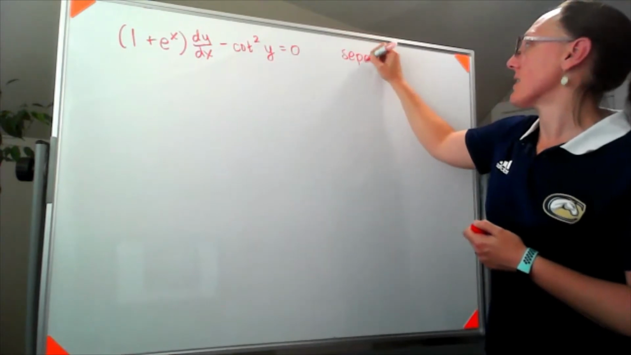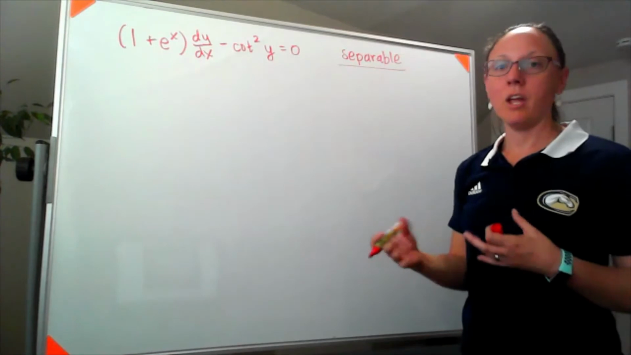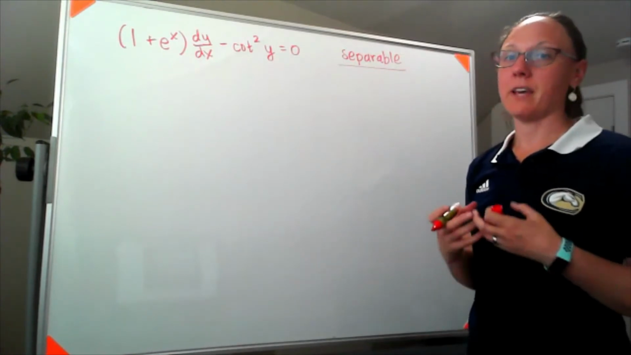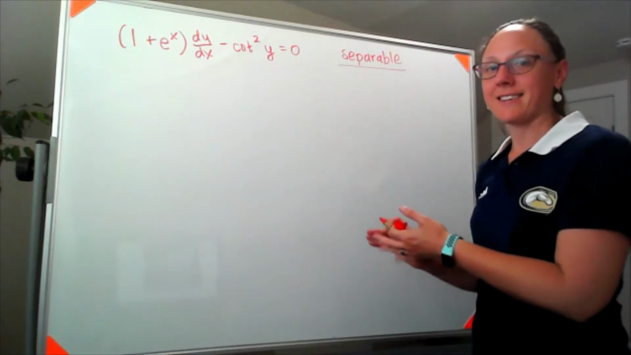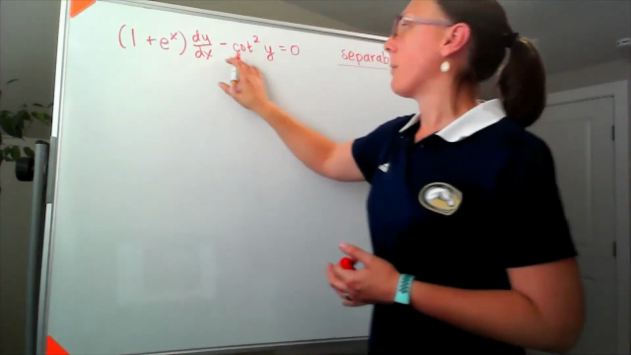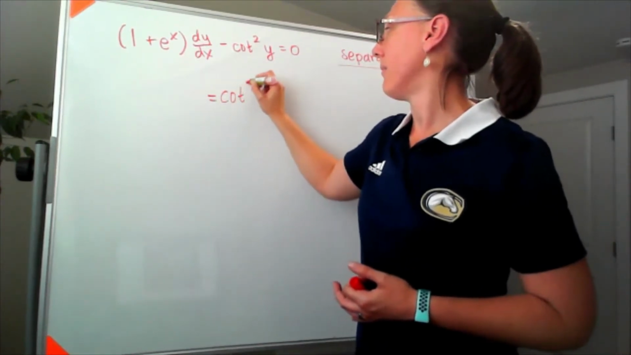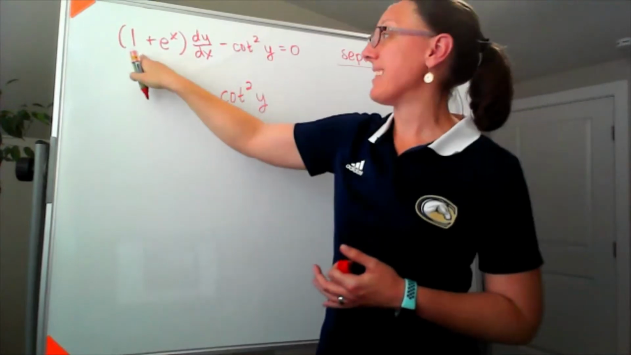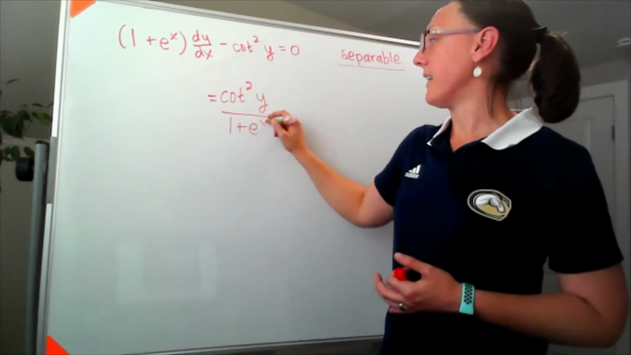So this is separable. If it's separable, my first trick is going to be to make this look like dy dx equals something with x's in it times something with y's in it. So I'm going to start by adding that cotangent squared y over and dividing by 1 plus e to the x.